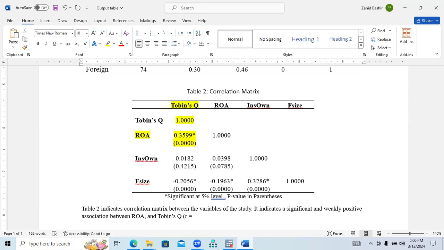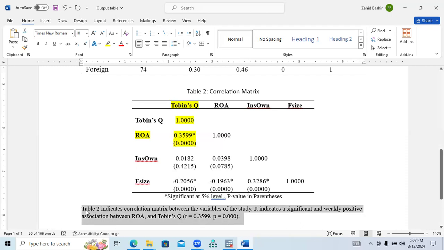Correlation value of 0.3599, and p value as 0.01. P value is less than 0.05, it's equal to 0.000. So this is how you interpret your variable.